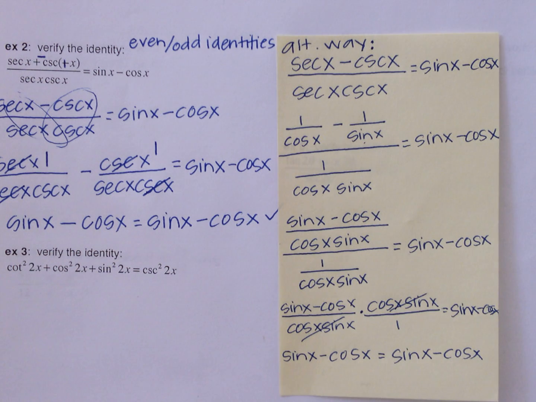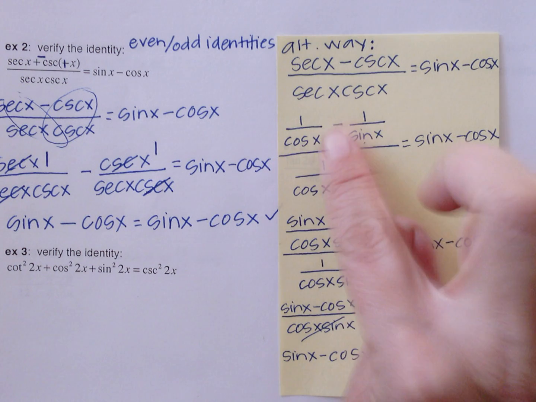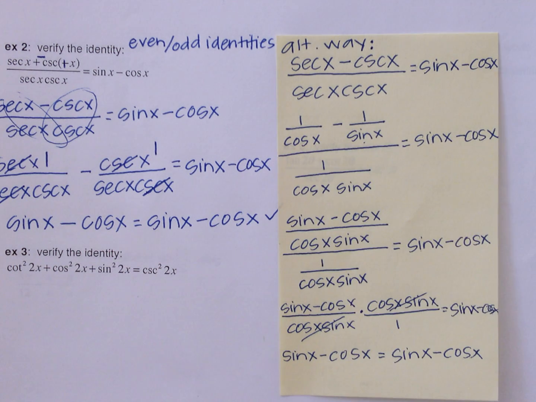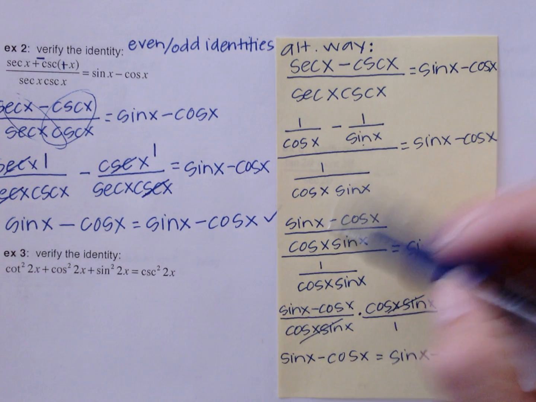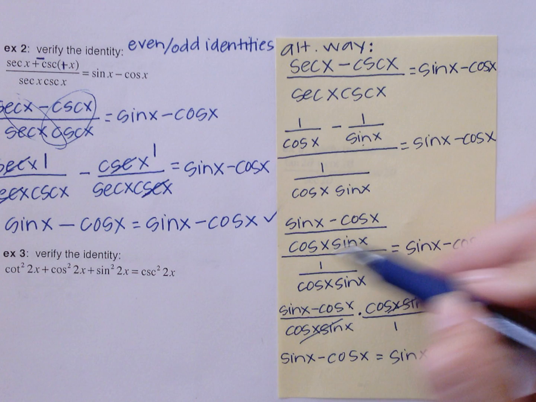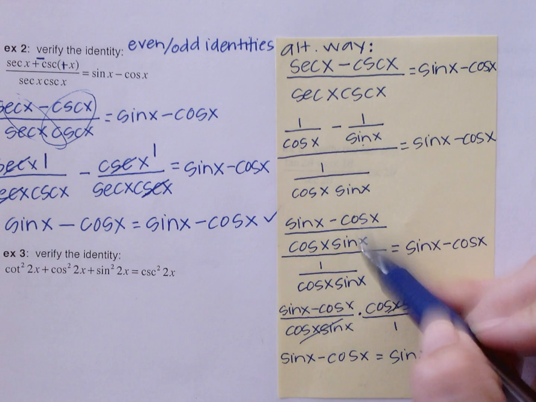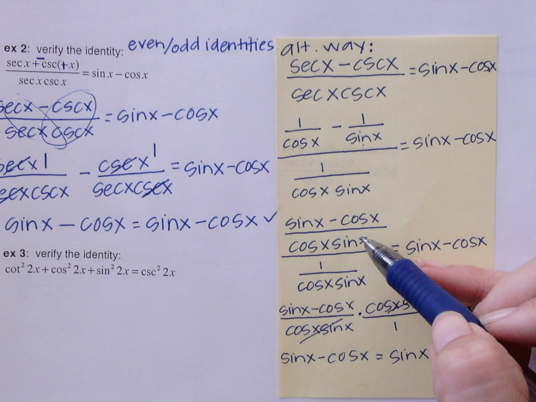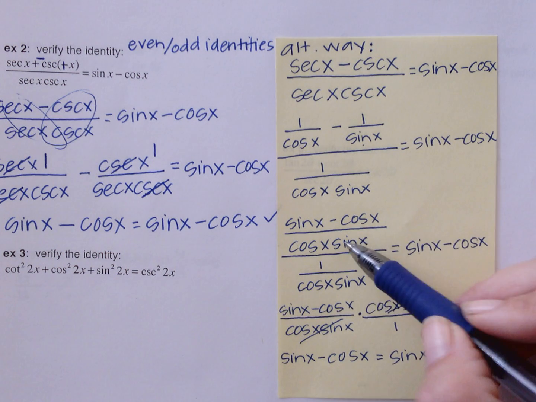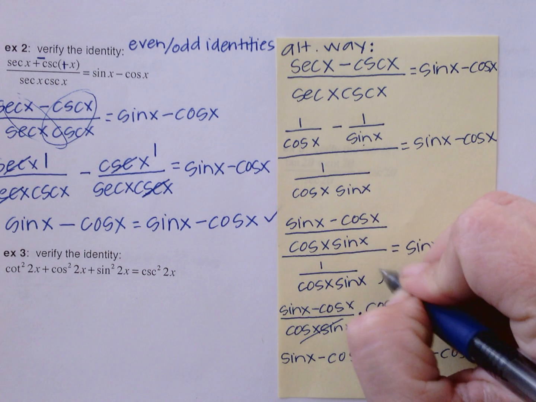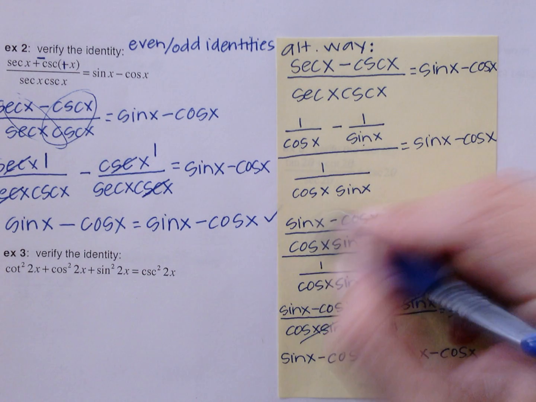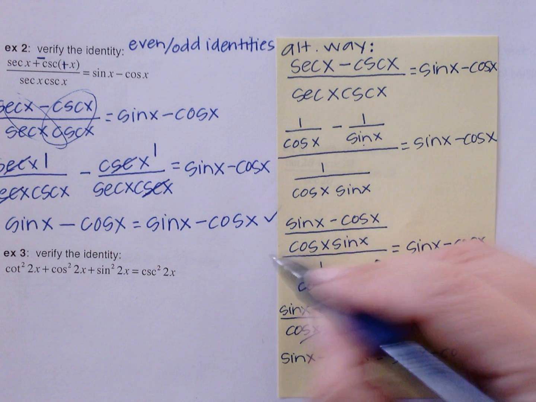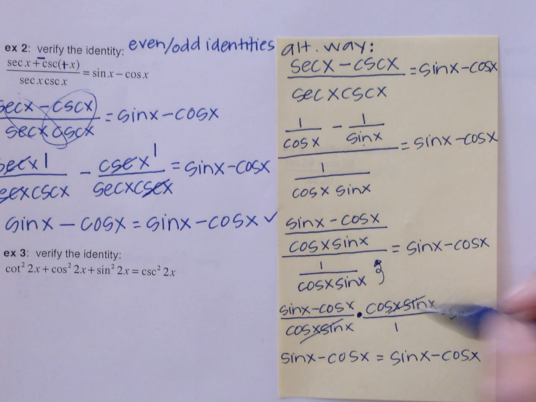So I get 1 over cosine x right here, minus 1 over sine of x, all over 1 over cosine x times sine x. So we have sine x minus cosine x over cosine x times sine x. So how did I go from this step to this step? I got common denominators. And then from this step to this step, we're going to copy, dot, flip. So you copy your numerator, then you change your division bar to multiplication and flip.